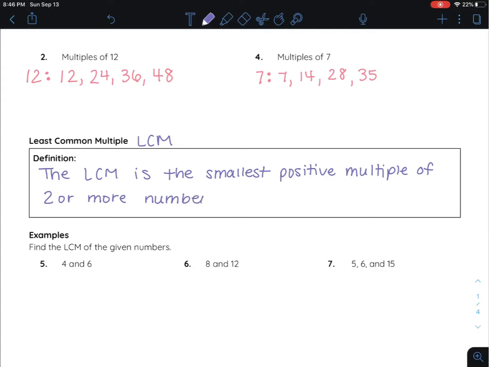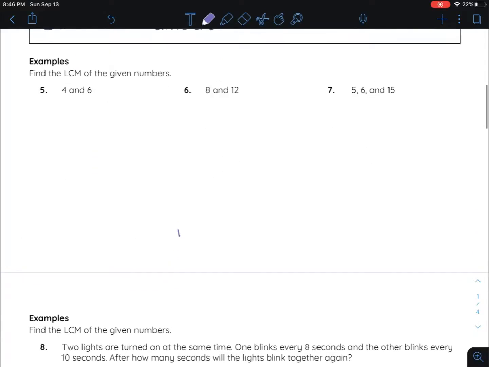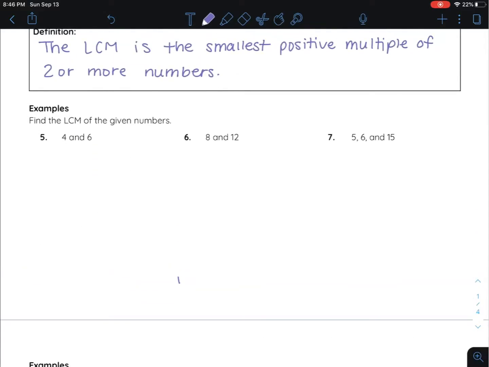So sometimes it's 2 numbers. Sometimes you're going to look for the LCM for maybe 3 or 4 numbers even. Okay? All right. Let's find the LCM. Let's practice. So to find the LCM, we have to start by finding multiples. So I'm just going to set it up, 4 and 6.